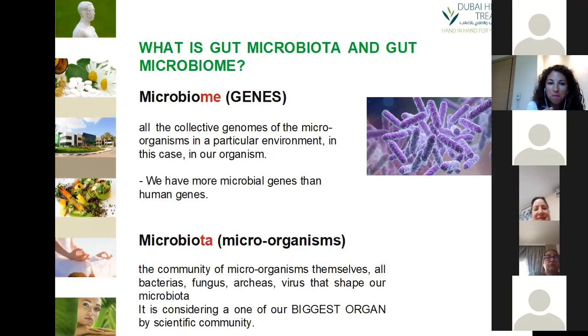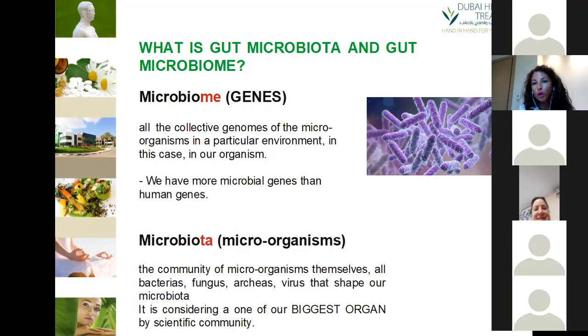And we have more microbial genes than human genes. So imagine the importance of these microorganisms. They have more genes than us, affecting our health. This is the microbiome. Then the microbiota is the community of microorganisms themselves living in our body: bacteria, fungus, archaea, virus, that shape all our microbiota. And it's considered one of the biggest organs in our body. Okay, that's why it's very important.